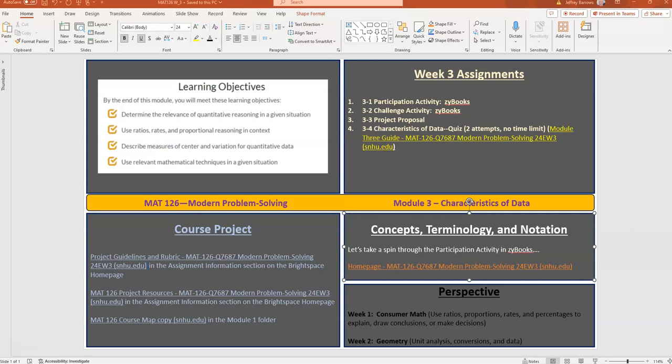What I want to do, as I have the first couple weeks, is take a look at what's going on this week, and we'll start in the upper left-hand corner with our learning objectives for week three. The first one: determine the relevance of quantitative reasoning in a given situation. Again, this is advancing the idea we've talked about since week one, that in the course of our day, whether professional or personal, there's a lot more quantitative, and I would also say qualitative, reasoning going on than we would actually think.